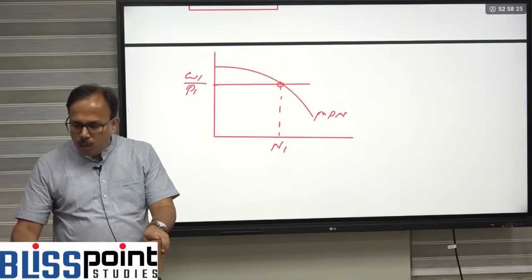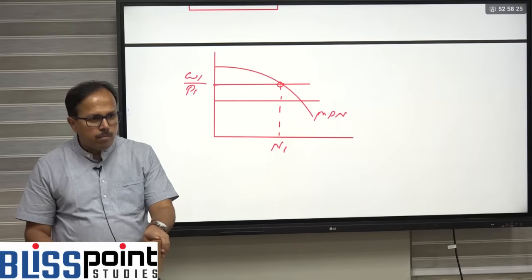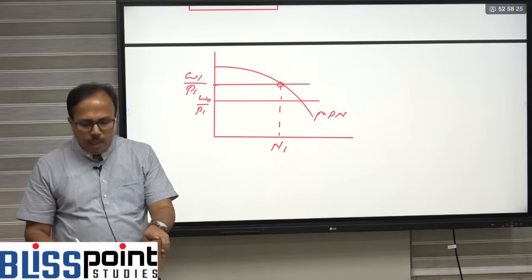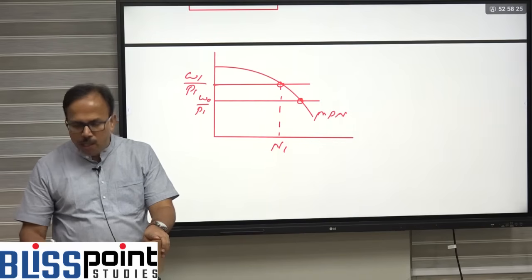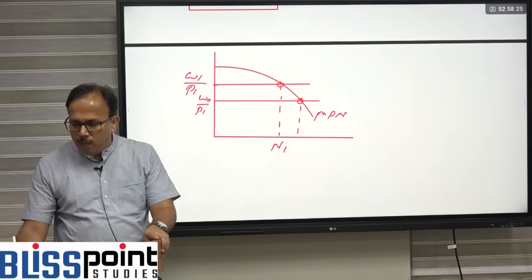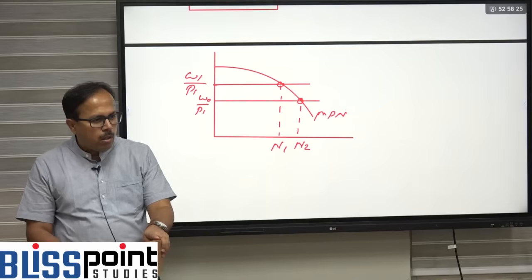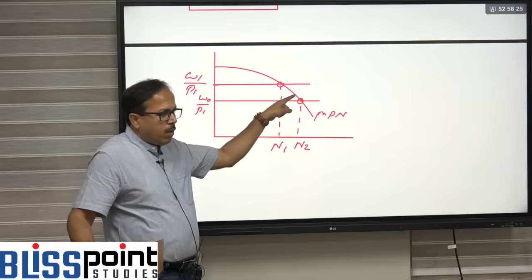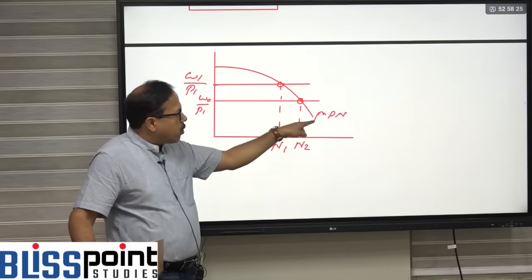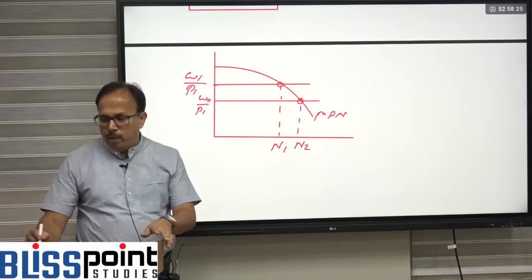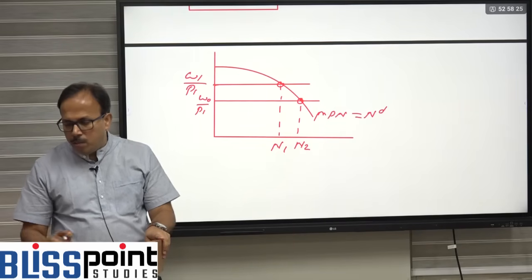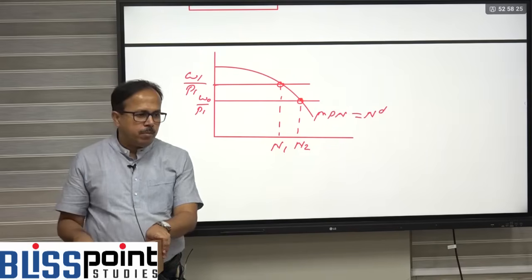If W by P is a lower number, suppose it is W naught by P1, a lower value, then the profit maximizing condition will be satisfied here now. In that case, demand for labor will be N2. So demand for labor will be drawn by connecting these points. And if you connect all those dots, it will coincide with which curve? MPN. So MPN curve itself is called the labor demand curve. ये MPN curve ही labor demand curve है.